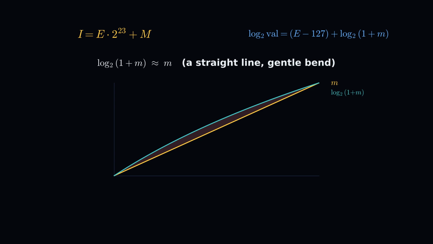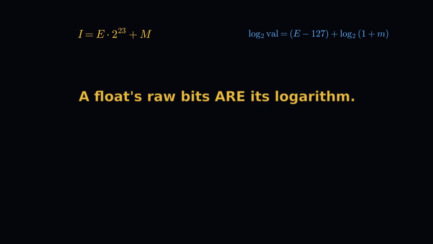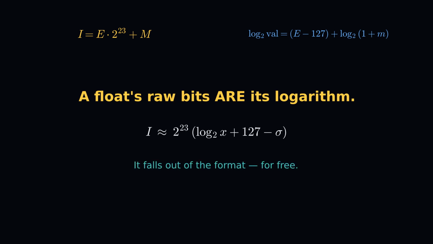The logarithm is e plus little m minus 127. They're the same thing, up to a scale and a shift. The integer you get by reading a float's raw bits is the base 2 logarithm of that float. Every floating point number carries its own logarithm hidden in its bits. The hardware never intended it. It falls out of the format for free.